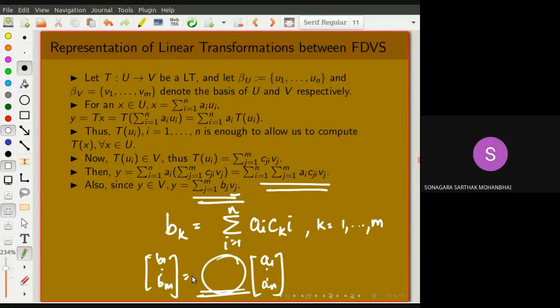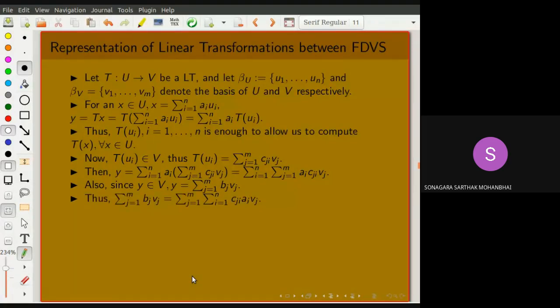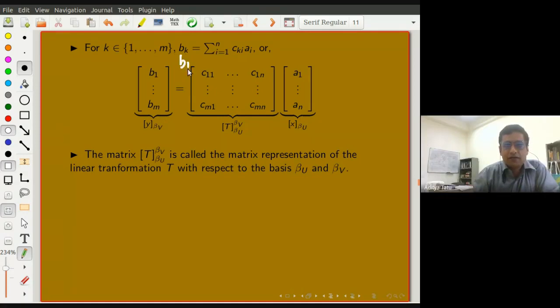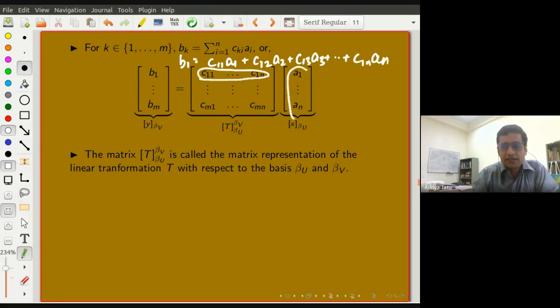Sir, a matrix whose columns are transformation of basis of first means U. Right. BK. So let's say B1 is equal to C11A1 plus C12A2 plus C13A3, so on and so forth, C1NAN. So that's your first row times this vector A. This is B1. Similarly, B2 is C21, so the second row times the same vector A.